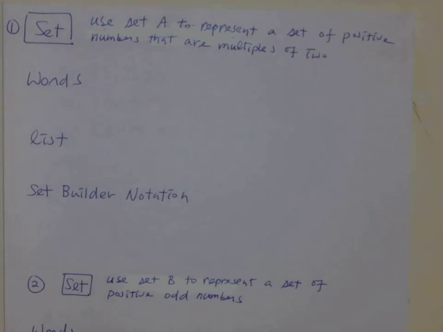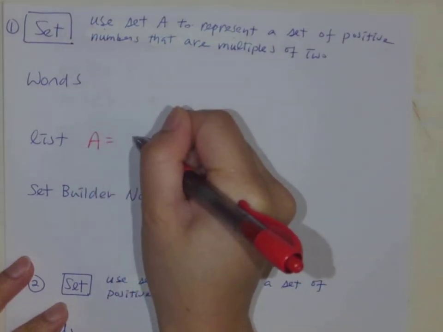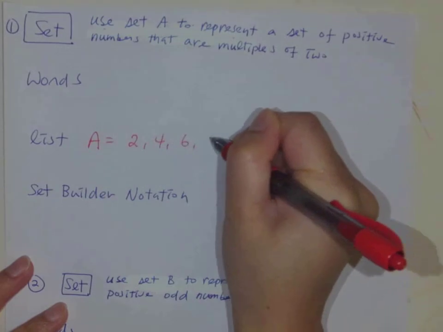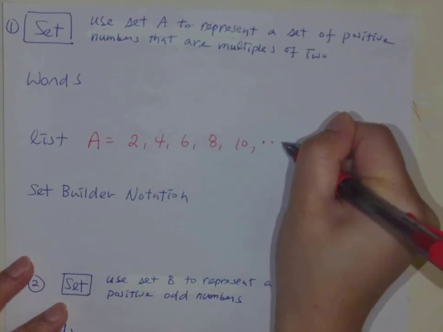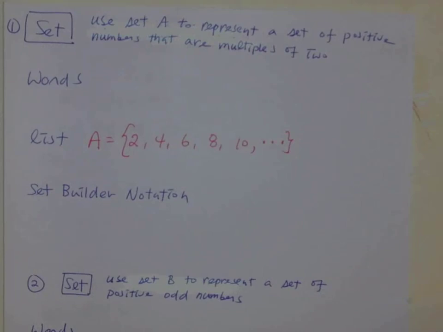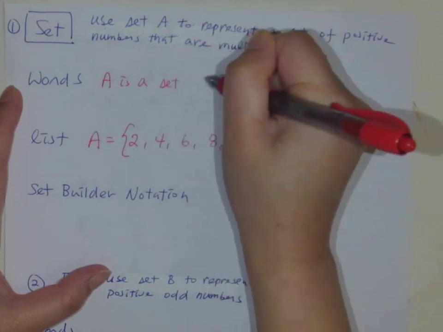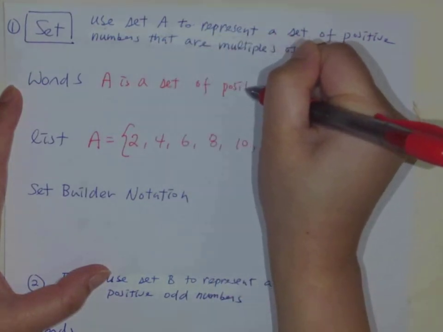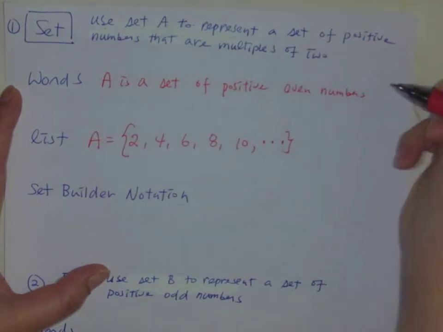If I need to list them, I can say A equals 2, 4, 6, 8, 10, but I don't want to go on forever, so I'm going to use comma, dot, dot, dot, and close them with the squiggly brackets. That's how you represent it with a list. And if I want to write that in words, I can say A is a set of positive even numbers. So that will work.